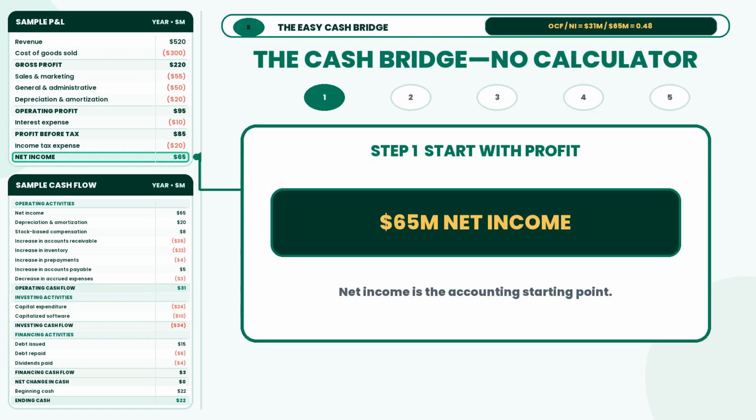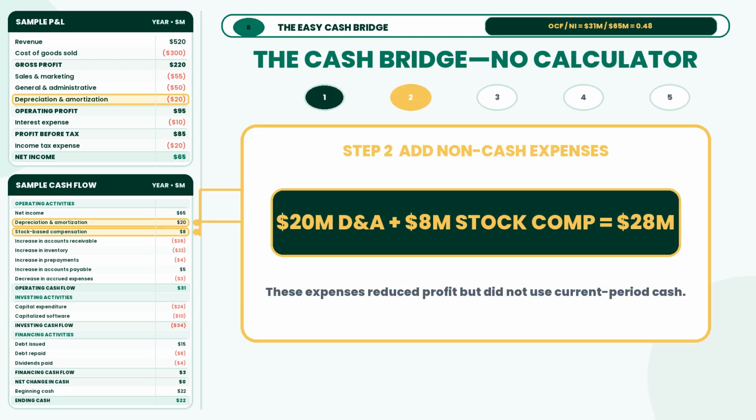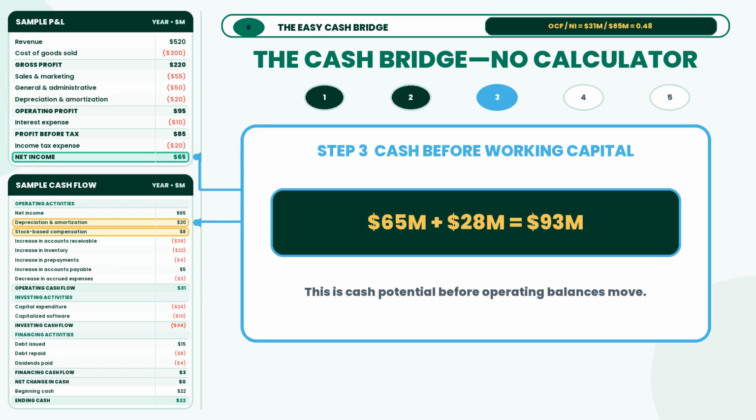Now build a cash bridge without a calculator. Step 1. Start with 65 million of net income. Step 2. Add 20 million of depreciation and 8 million of stock compensation. 20 plus 8 equals 28. Step 3. 65 plus 28 equals 93 million before working capital.